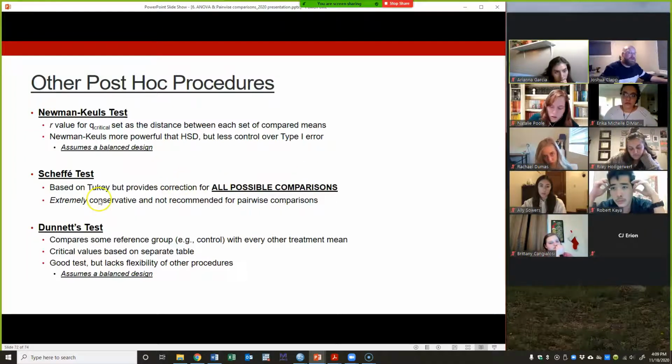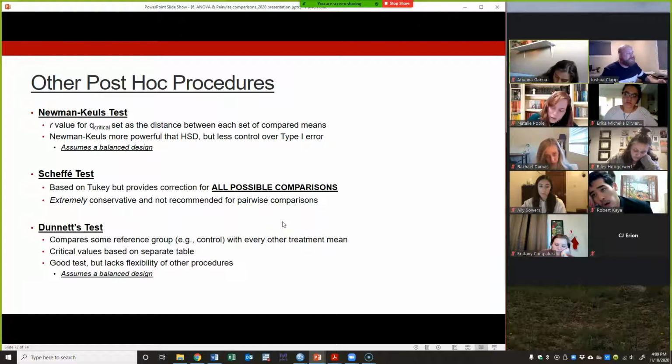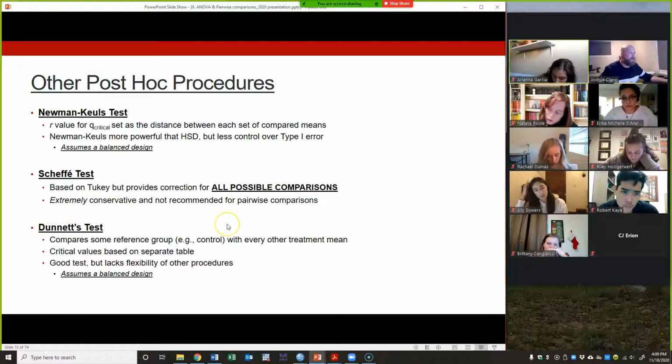Scheffé, okay? Scheffé is a Tukey-based test, but here we're seeing a correction for all possible comparisons. Tukey HSD controls for all pairwise comparisons. Scheffé compares for all possible comparisons, right? So what does that do to the level of stringency that we get for Scheffé? Makes it super high, right? So Scheffé, extremely conservative, not recommended for our pairwise comparisons because we're putting too much of a correction on there.